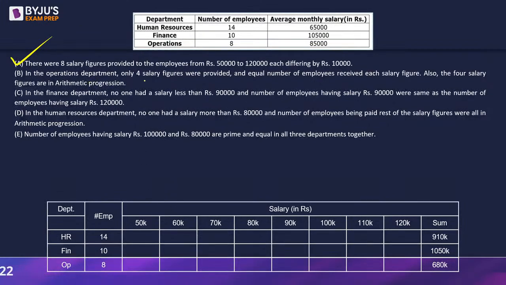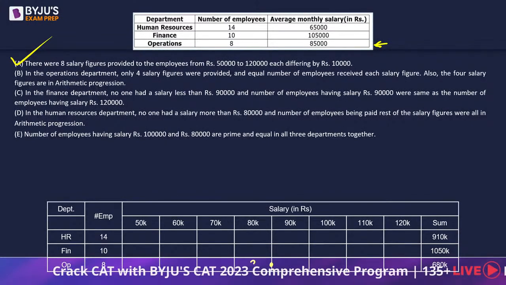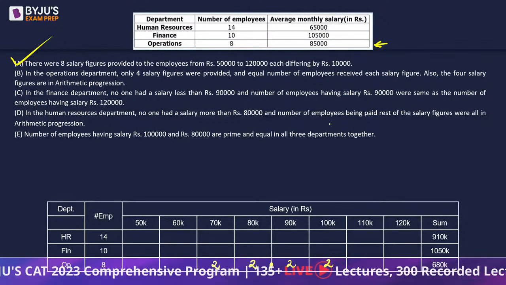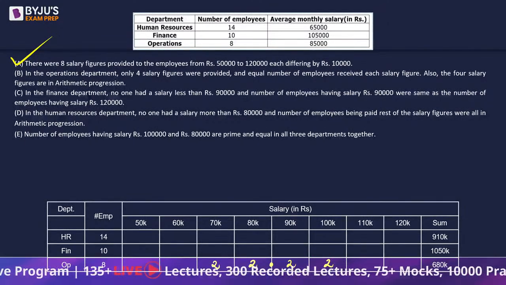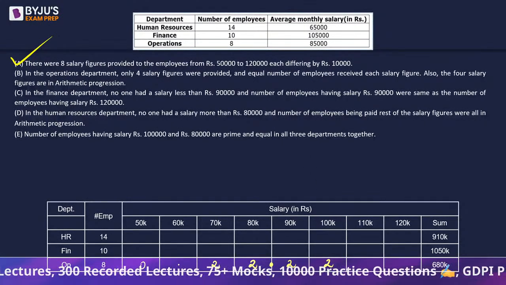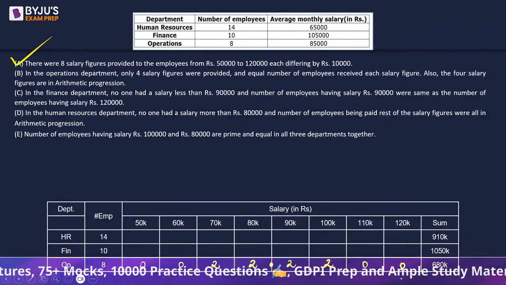Now it says in the operations department only 4 salary figures were provided and equal number of employees received each salary figure. Also the 4 salary figures are in AP. So since they are in AP, our average is 85. So 85 lies exactly here. So 2 employees 80, 2 employees 90, 2 employees 70, 2 employees 100. I hope this part is clear, right? So we can say that there are no employees who are going to get these salaries. If we add, we will be getting 680. So we're done with statement B.